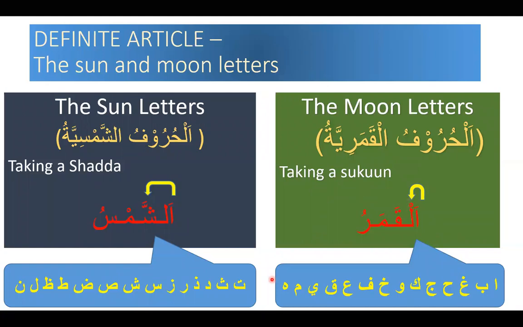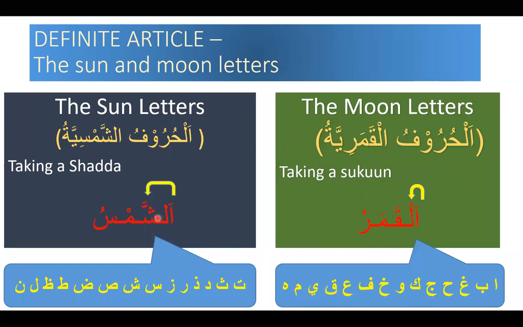Okay? So these letters that we are seeing here, Alif, Ba, Ghain, Ha, Jim, Kaf, Waw, Kha, Fa, Ain, Qaf, Ya, Mim, Ha. These are the moon letters. You might be wondering, why is it mixed up so? Now, normally, if we learn this, we say it in a sentence: Ibri hajjaka wa khaf aqimahu. Intend your Hajj, and fear the depth of it, the actions of it.